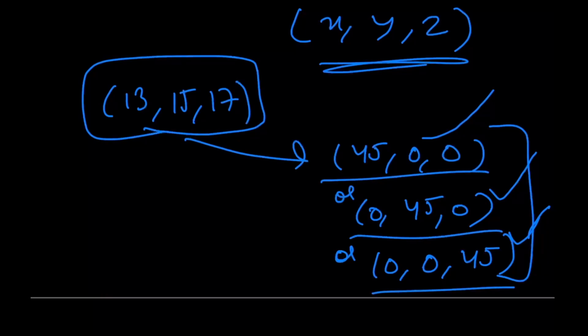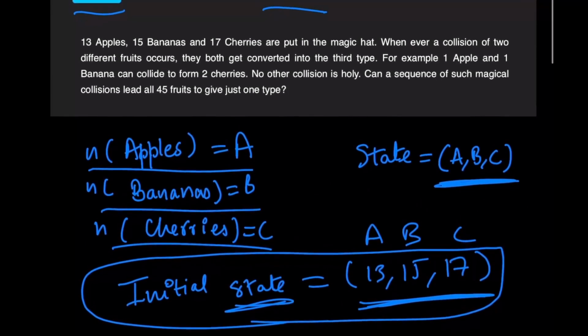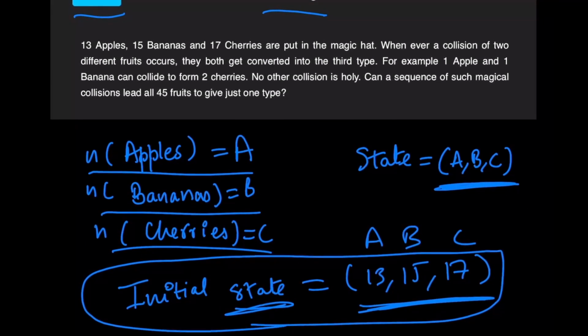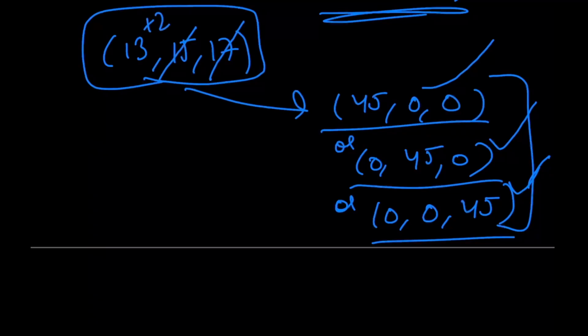And the only change in state that can happen is denoted by a transition. And what exactly is a transition? Well, a transition is basically a collision where two different fruits collide, and both of them get converted to the third type. They've also given us an example of an apple and a banana colliding to get two cherries, right? So what does this mean? We can subtract one from any two and add two to the third, right? This can happen in any order.